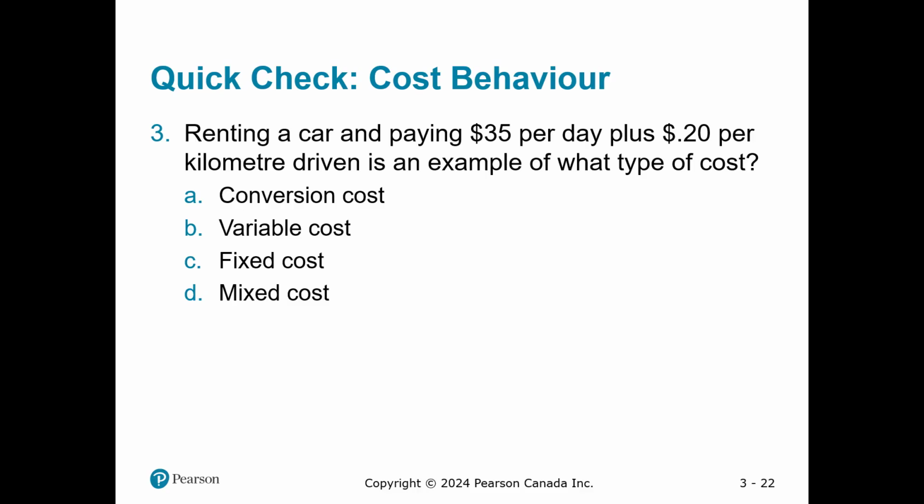Renting a car and paying $35 per day plus 20 cents per kilometer driven is an example of what type of cost? Conversion cost, variable cost, fixed cost, mixed costs. Well, this is a mixed cost because it has a fixed portion, $35 per day, plus 20 cents per kilometer, which is the variable portion.